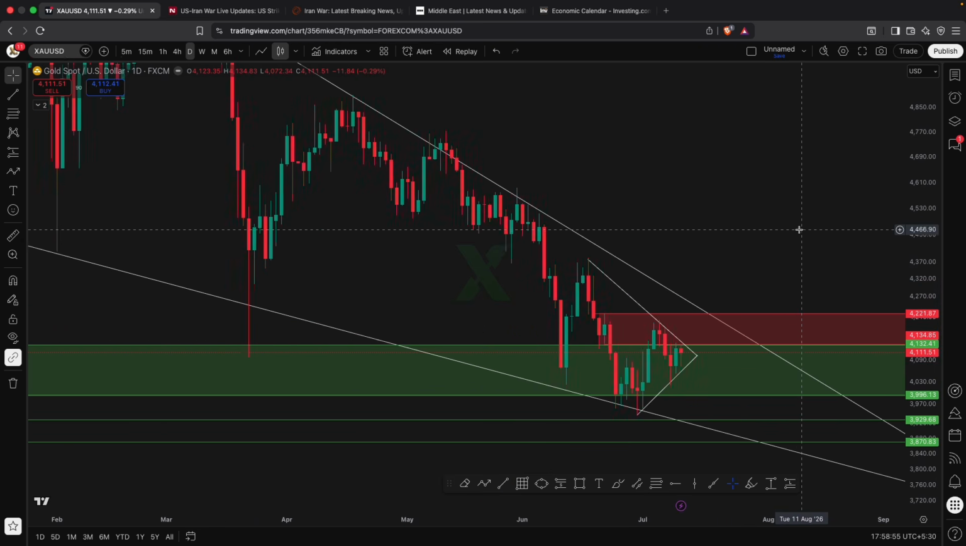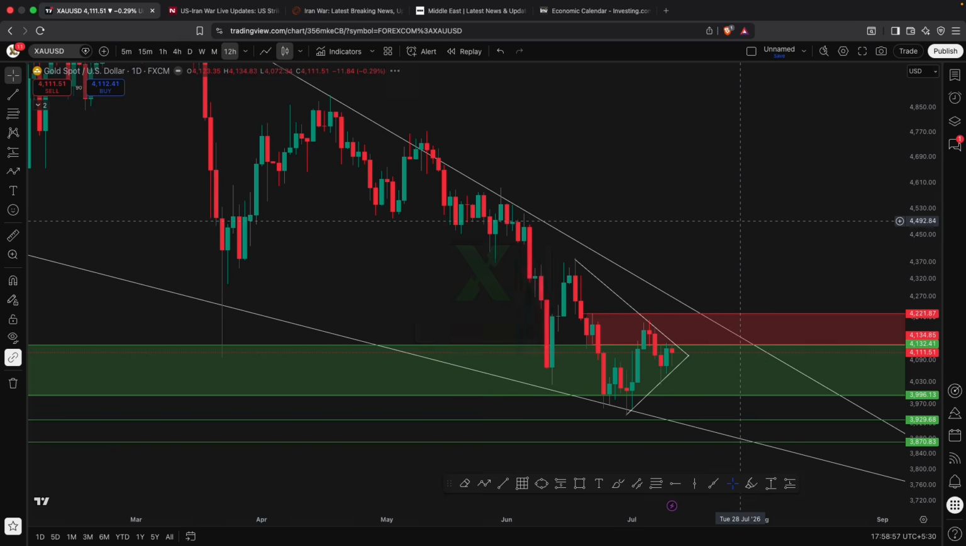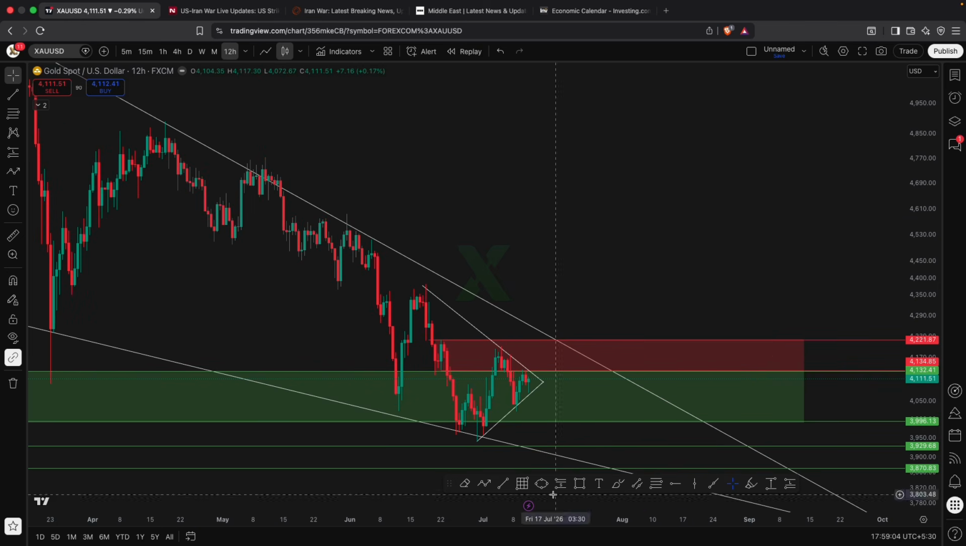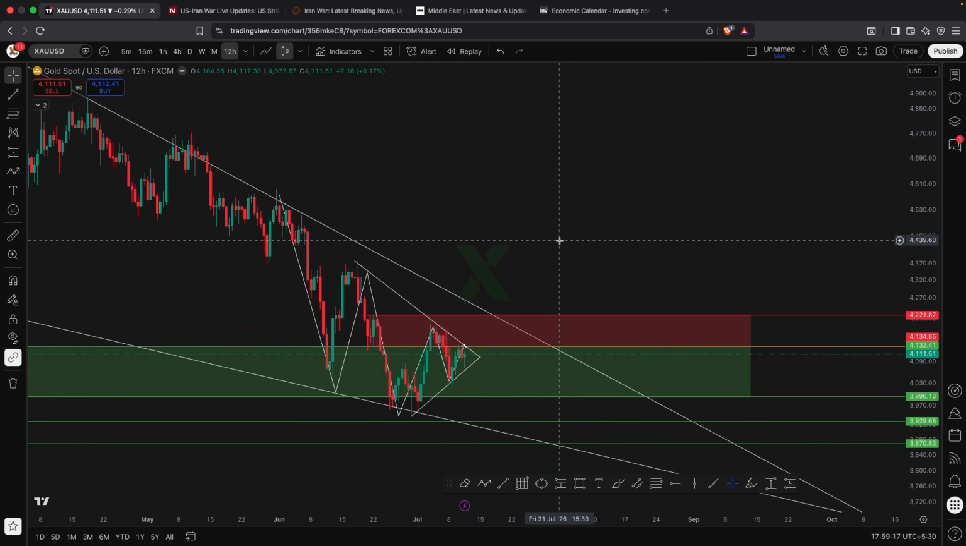So, if we go to the 12 hours time frame also, we can see that there is a flag pattern which is visible over here. Basically, this is a bearish flag pattern. But it doesn't mean that market should directly go down. There are two chances at this area.